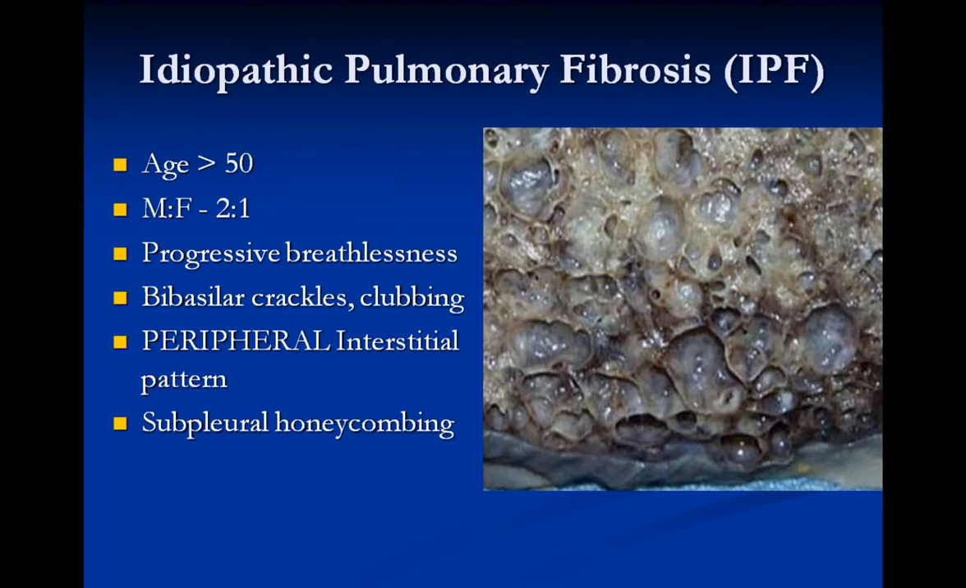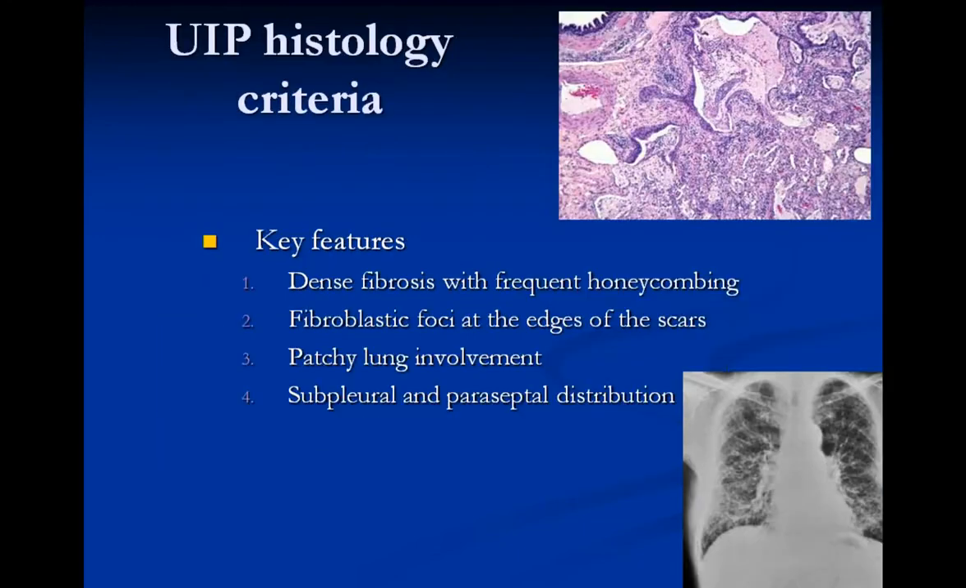Generally these are seen in people older than 50 years. Males are more predominant than females. There will be progressive breathlessness in these patients, bibasilar crackles, and clubbing. You will see a subpleural honeycombing appearance.